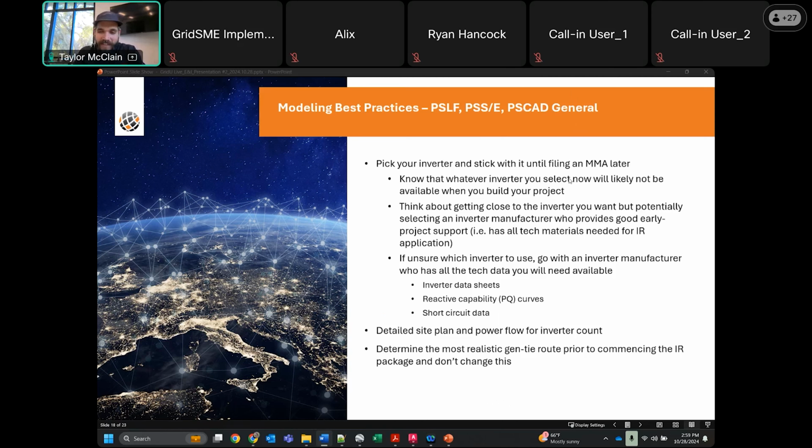I guess I mentioned this a couple of times already, but determine that realistic gen tie. It's definitely going to help you, going to save you some time, and the less you have to change on that, the less you'll have to change across the package.